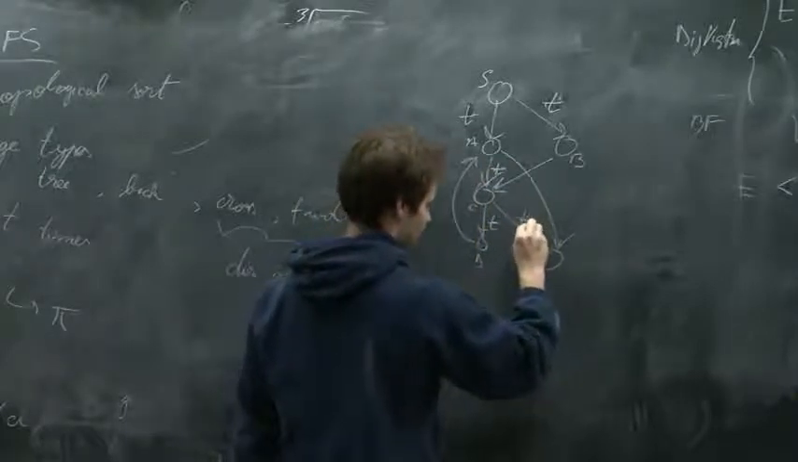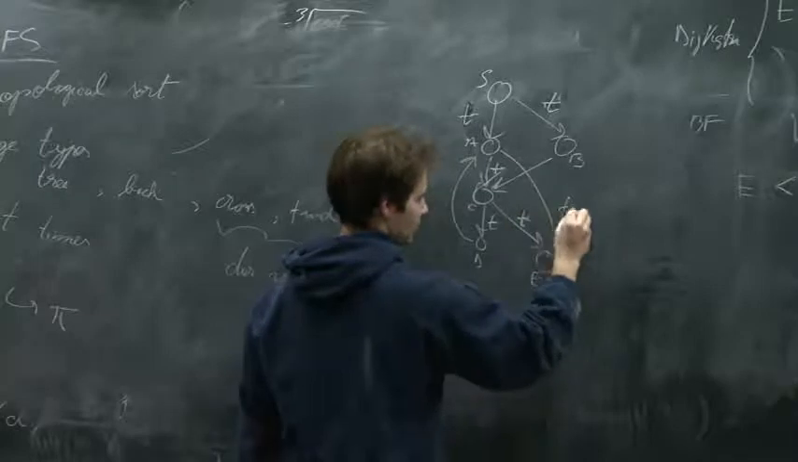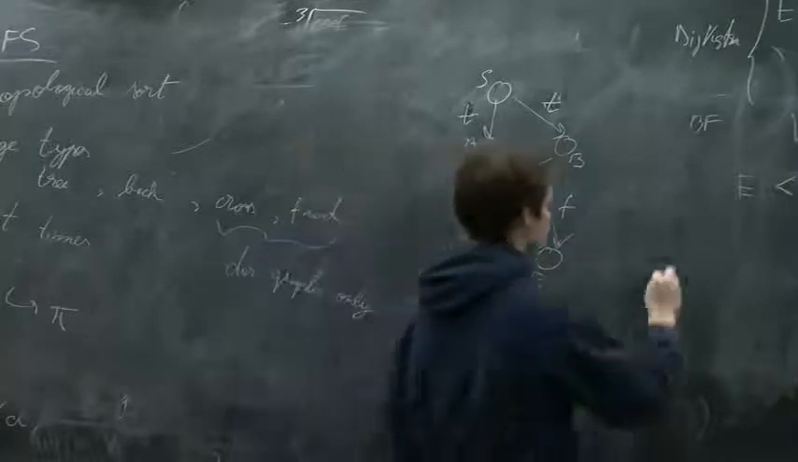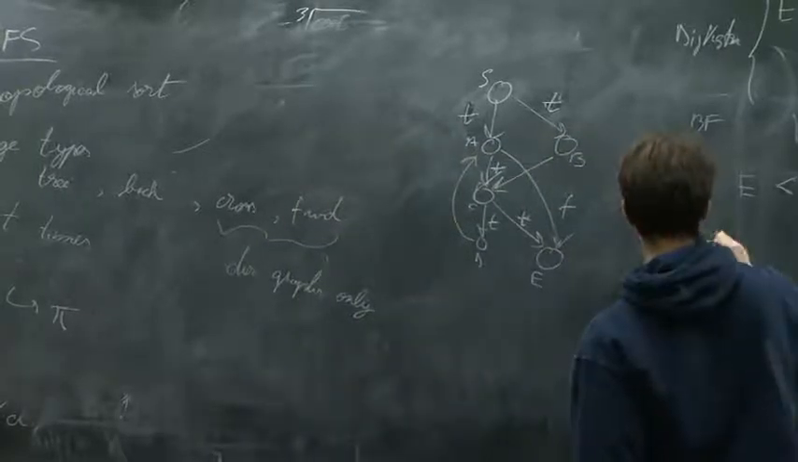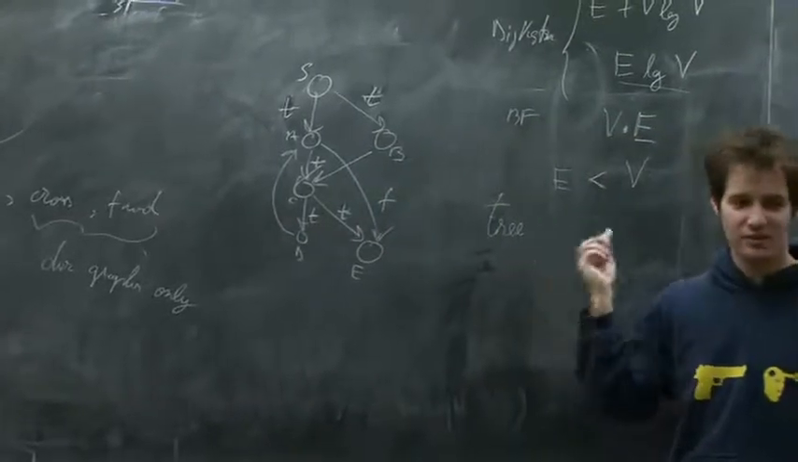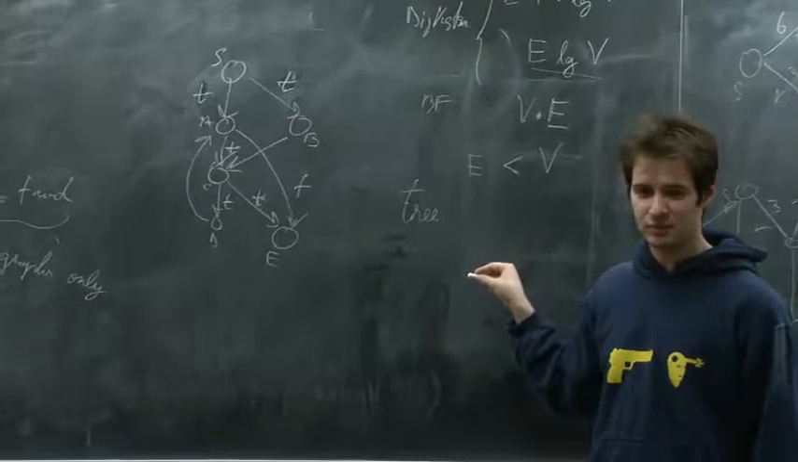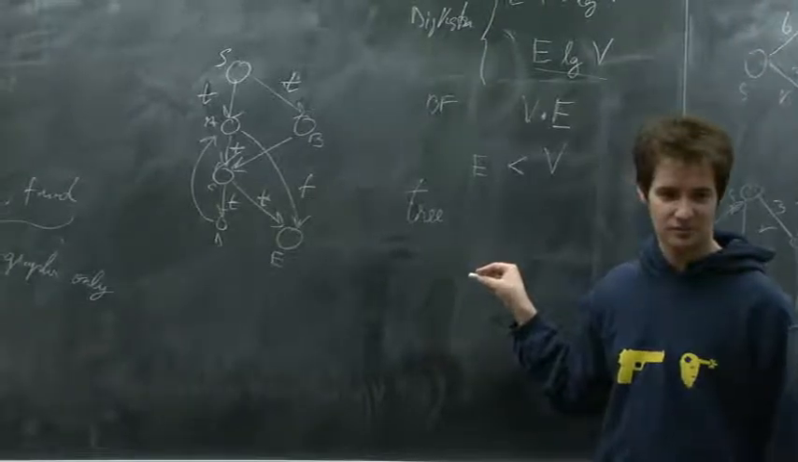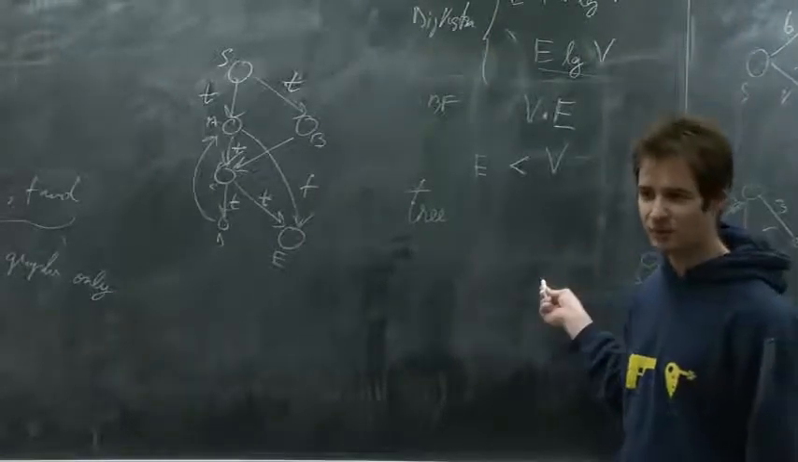Well, no, forward means you're skipping a generation. So the tree edges are the ones that DFS uses to go forward. They're the ones that map to DFS calls, to traverse. So how do we express that?